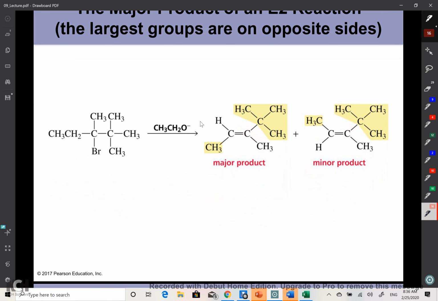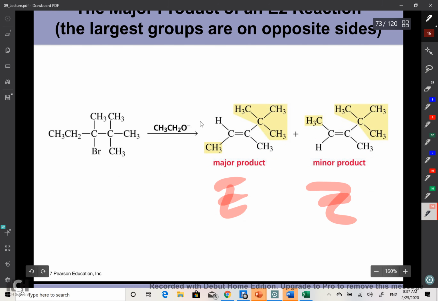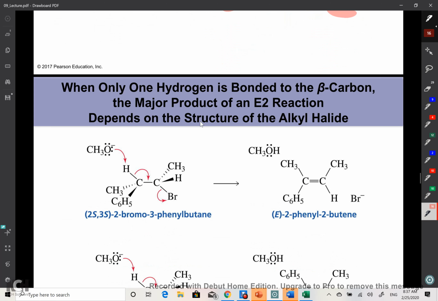And so, same explanation. The largest group should always be on opposite side. Okay? Once you have the largest group on opposite side, then your chances are that you will always have your major product. So you have the E and you have the Z. That's the easiest way to remember it. The largest group on opposite side. That's the stereoselectivity of an E2 reaction.